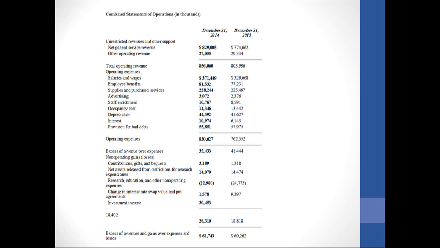Next, we have the combined statement of operations. This statement is also called the income statement. It shows us the organization's revenues and expenses during a period of time. Usually this is a year. The statement of operations represents operations in a given period better than a balance sheet does.